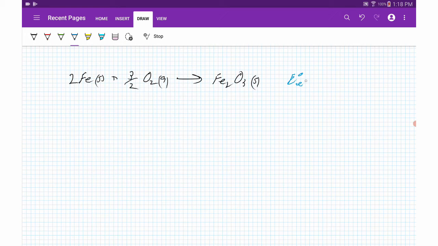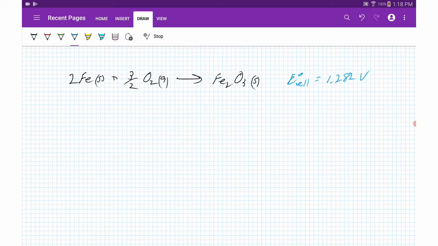And so for this question, the chemical equation that we have is that of 2 iron plus 3 halves oxygen reacts to produce rust. We are told that the cell potential is 1.282 volts.